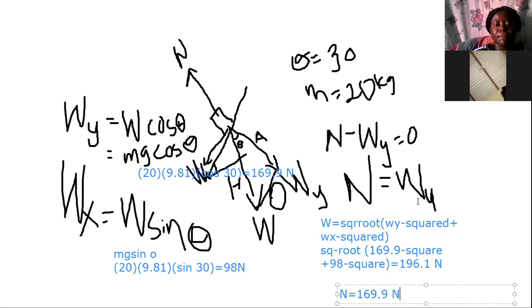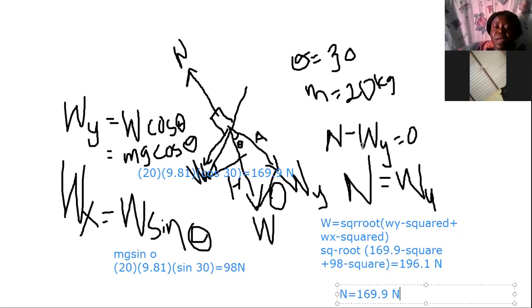Wait, for the last time, the first one, is it 196 or 169? Oh, it's 169. So 169.9 squared plus 98 squared, the answer is 196.1. Yes, okay. So that is your weight.